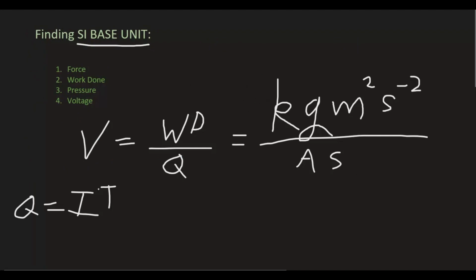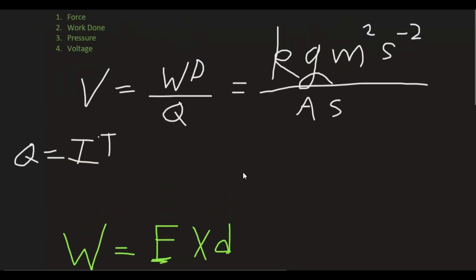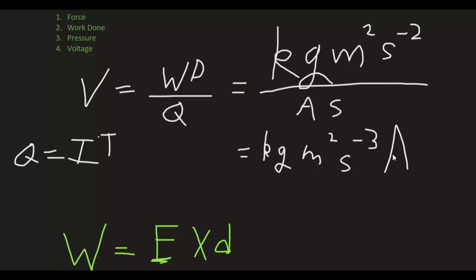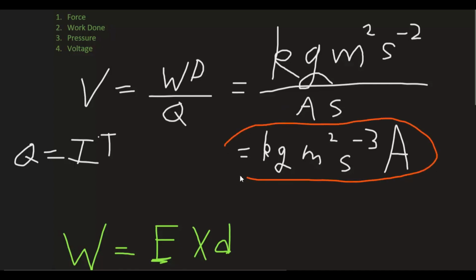Now if I ask you to simplify it, you can convert it to, suppose, like this: kg m², and then there is minus 2 and s inverse 1, so it's minus 3, and then there is ampere. So this here is the SI base unit of voltage, as simple as that.